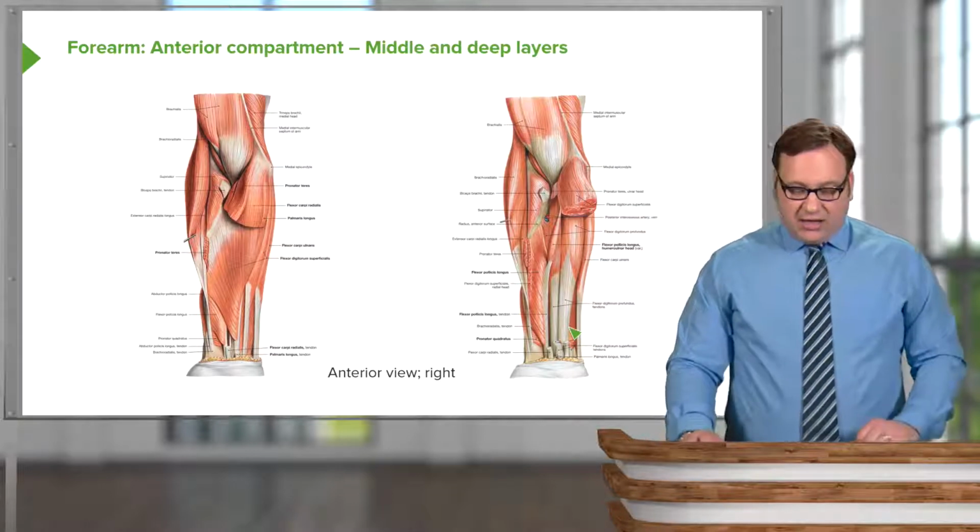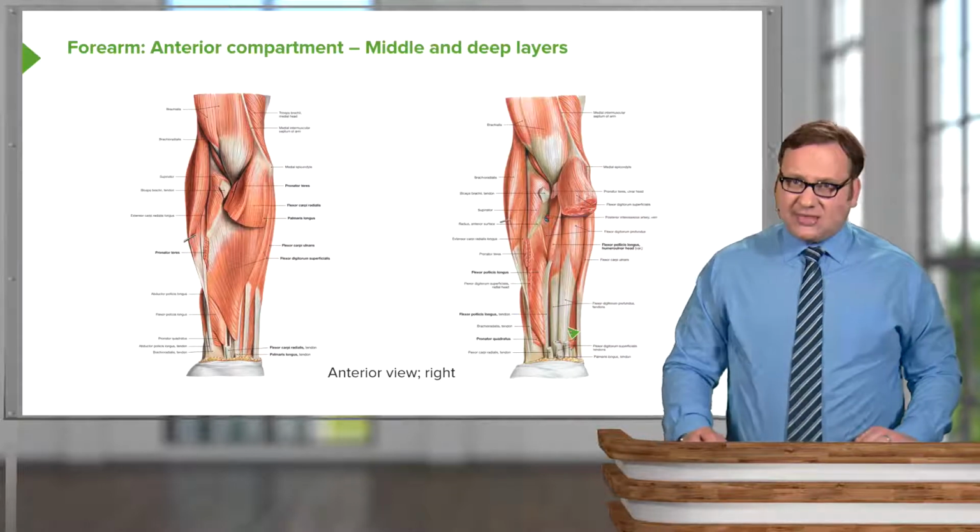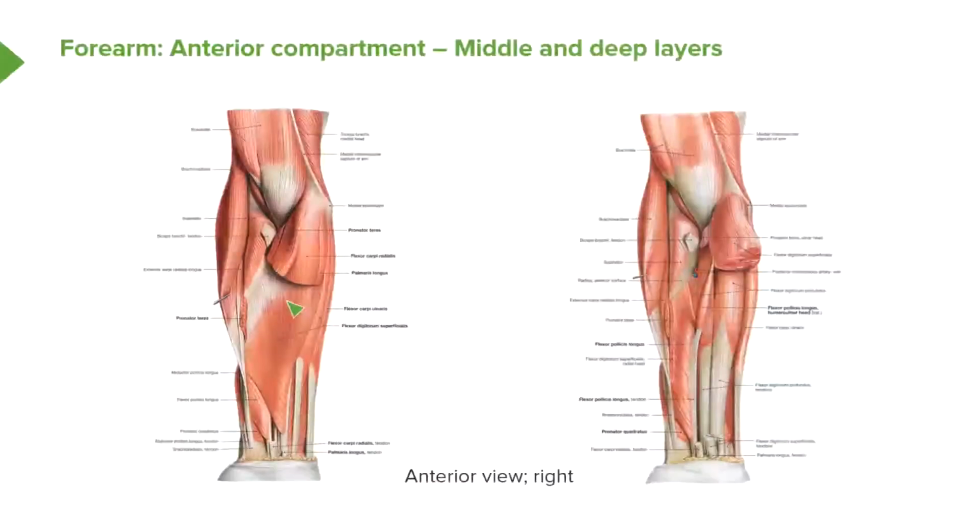If we look at the deep layers of the anterior compartment, then here we can just see the middle layers once again, with these muscles having been cut and brachioradialis reflected. What we've done now is we've cut through flexor digitorum superficialis. So here is flexor digitorum superficialis, and on this side of the screen, we can see that we've cut through it. This is flexor digitorum superficialis being cut, and what we can see is flexor digitorum profundus.